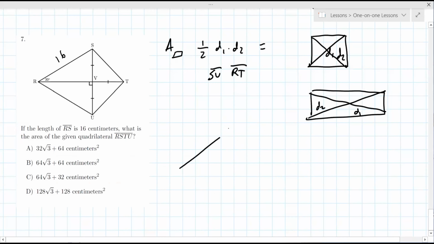So in the 30, 60, 90 triangle, the short leg is x, the hypotenuse is 2x, and the long leg is x root 3. Oh yeah, I remember these. Okay, so that's how you know, oh, this is 8, and then this is 8 square root 3. Well, if SV is 8, what is VU?